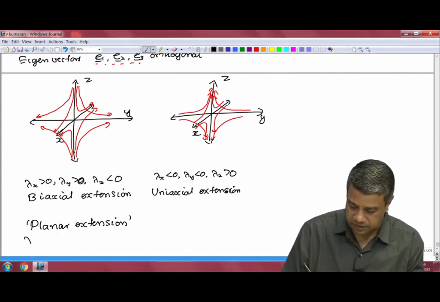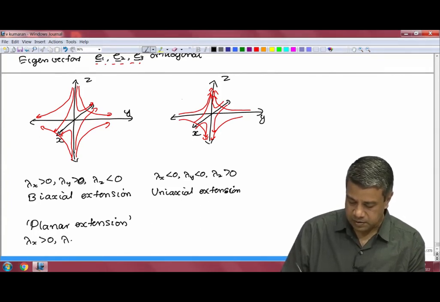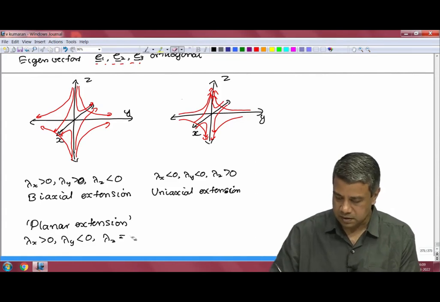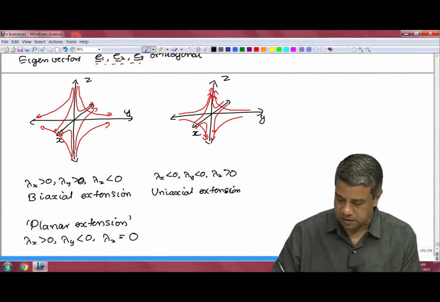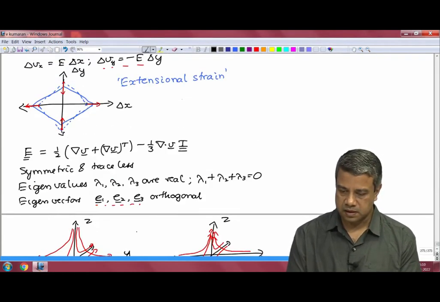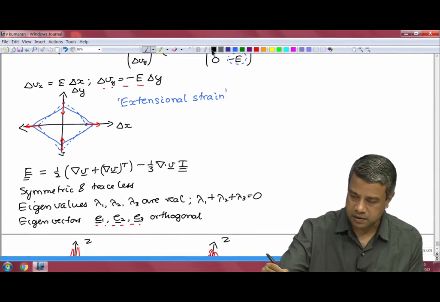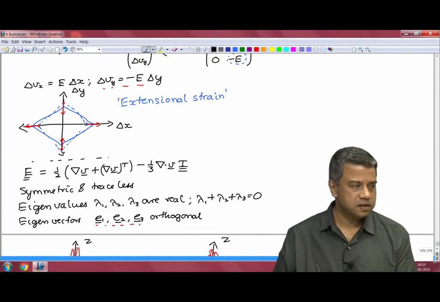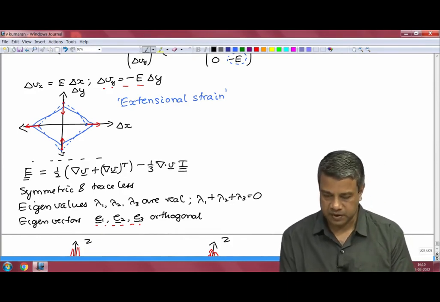That is, if you have lambda x greater than 0, lambda y less than 0 and lambda z equal to 0. There is no extension or compression along the z direction. There is extension along the x direction and compression along the y direction, and that is the field that we had examined over here. There is no variation in the perpendicular z direction.